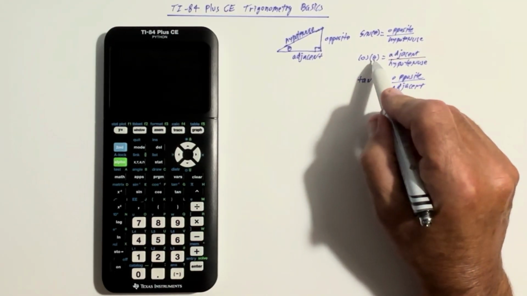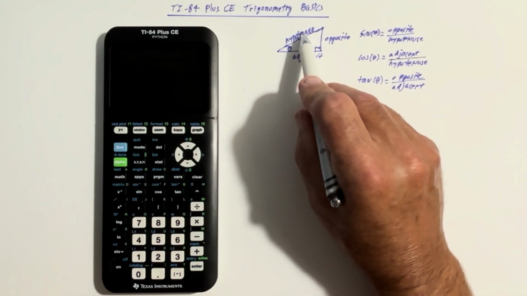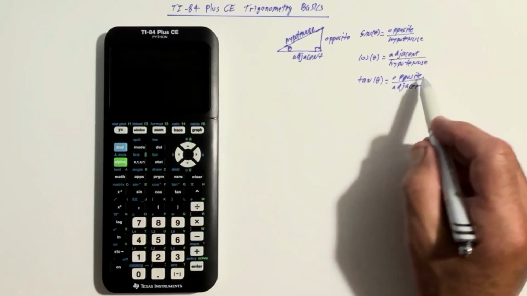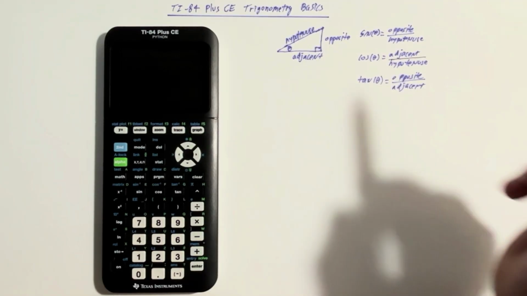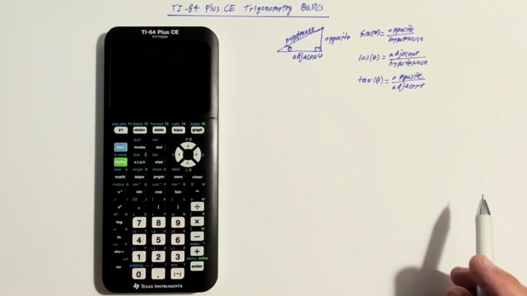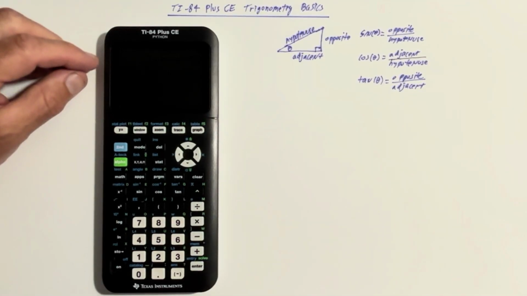And the cosine of theta is going to be the adjacent divided by the hypotenuse. And then the tan of theta is the opposite over the adjacent. So that's the ratio. Those are our three basic trigonometric functions. There are others. We're just going to look at those three in this episode.